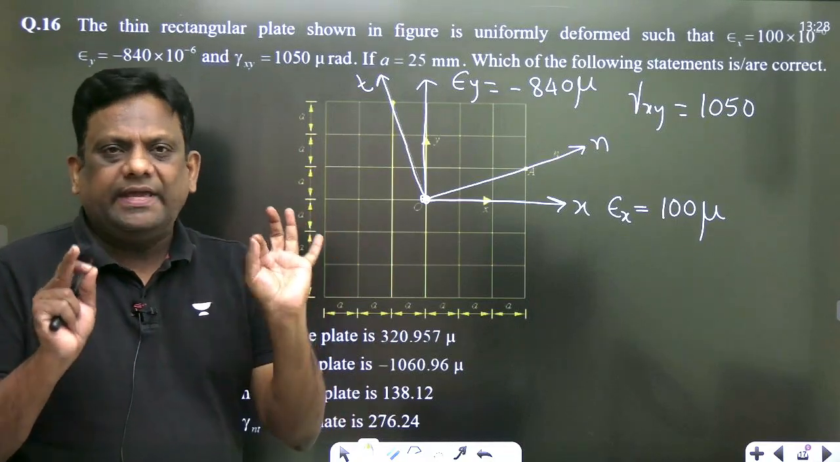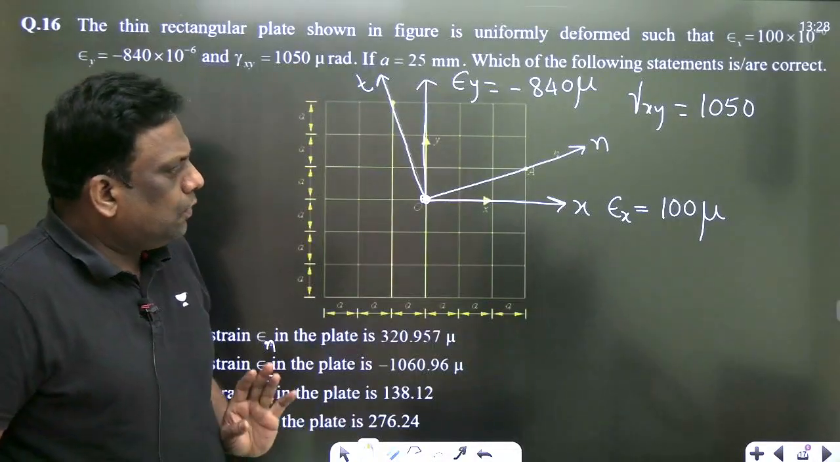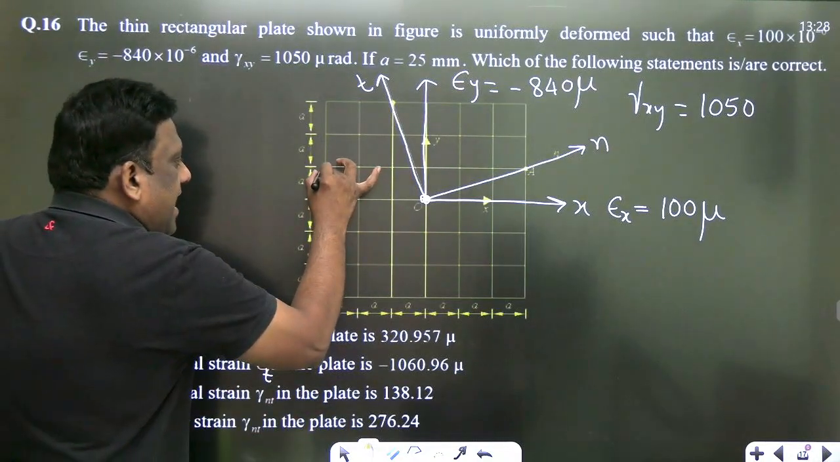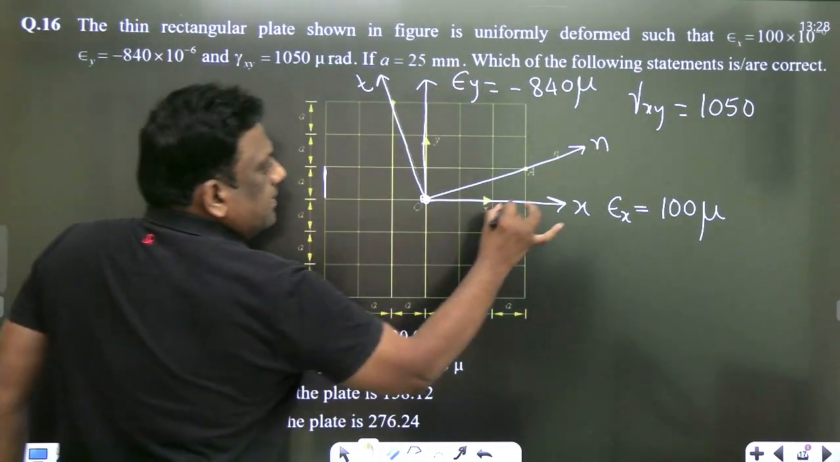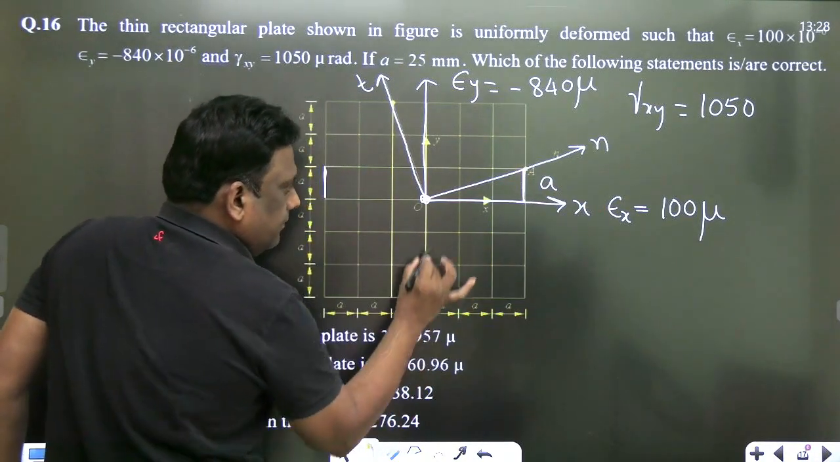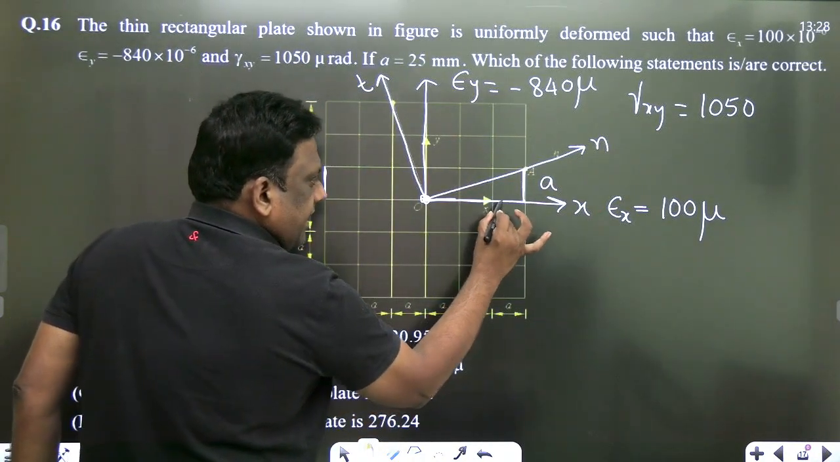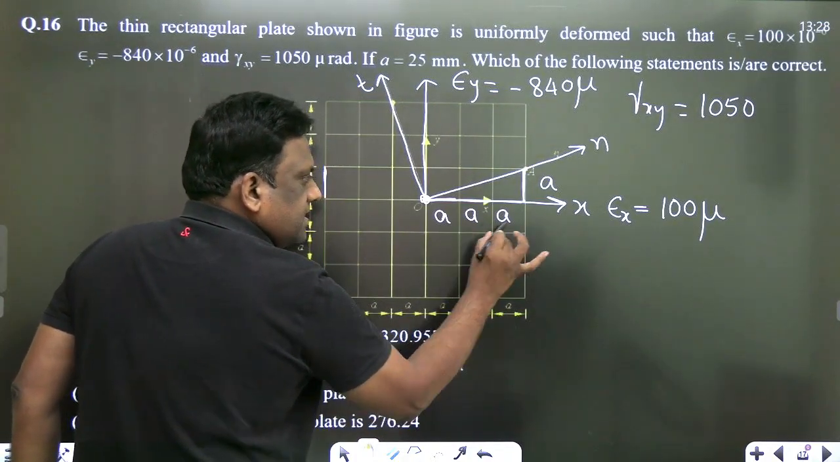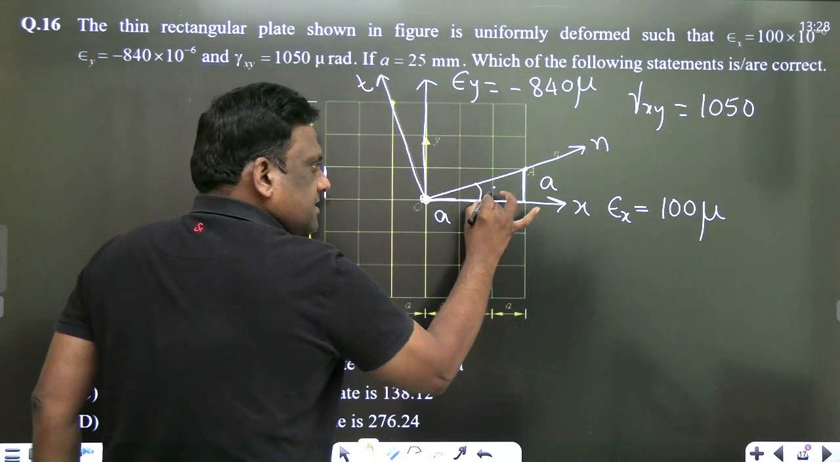So don't worry at all. Look at this, sirs. This length is given as A, this is A, this is A, this is A. A plus A plus A is 3A. So can I calculate this angle, sirs?